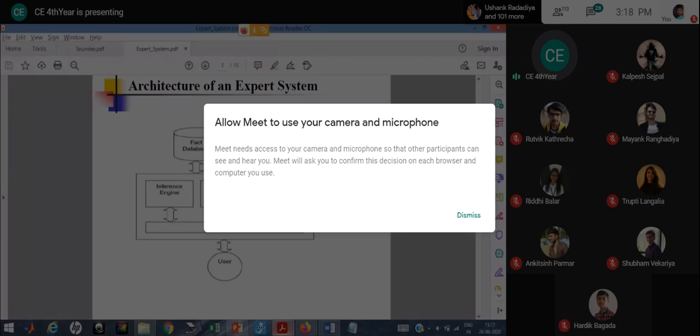Now the next point is the explanation system. Now, what is the explanation system?